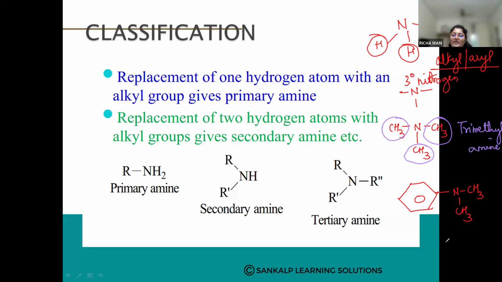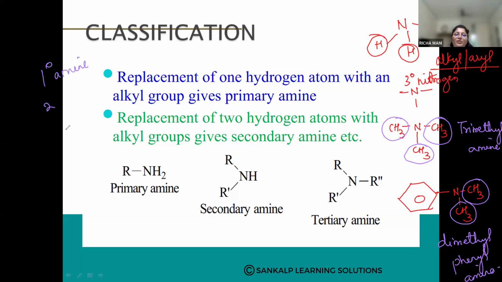And what is the name of this? It is dimethylphenylamine. Is it clear? So these are the names. We have seen what is primary amine, what is secondary amine, and what is tertiary amine. I hope you have understood it.